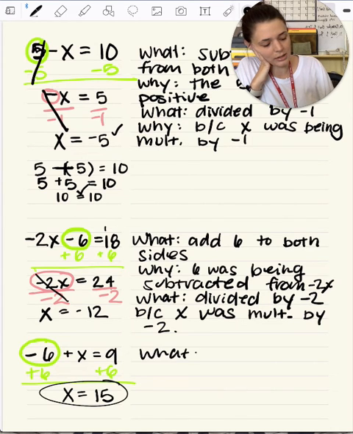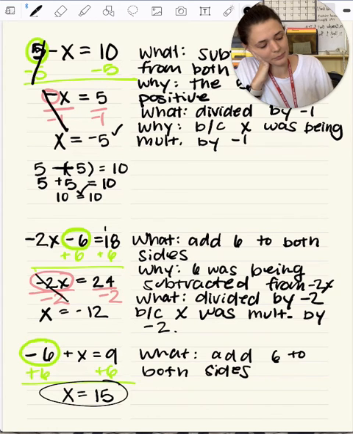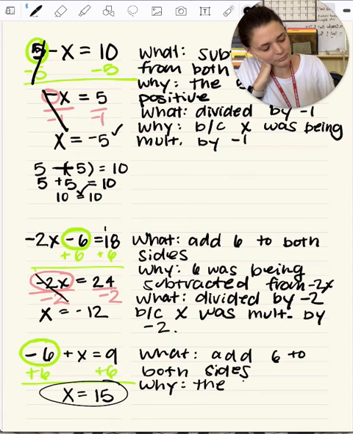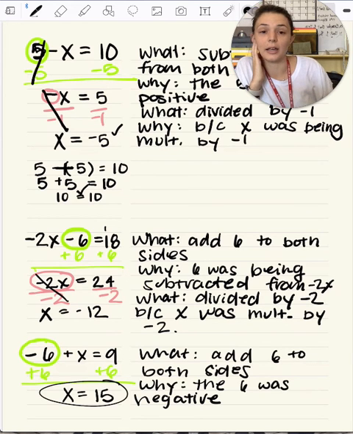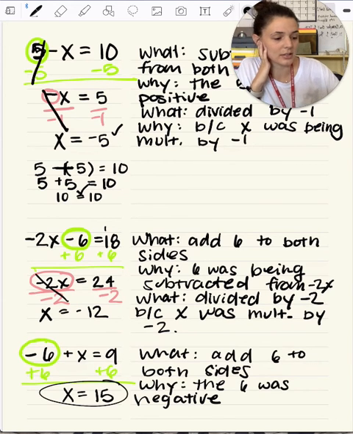So what did I do? I add 6 to both sides. Why? Because the 6 was negative and it was not attached to the x.